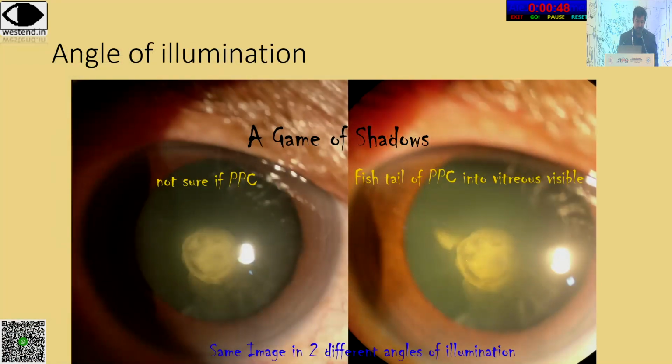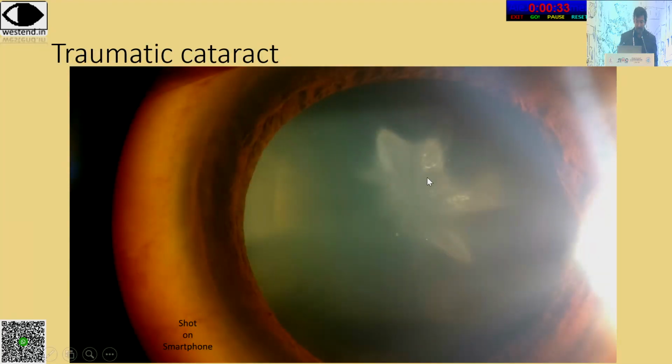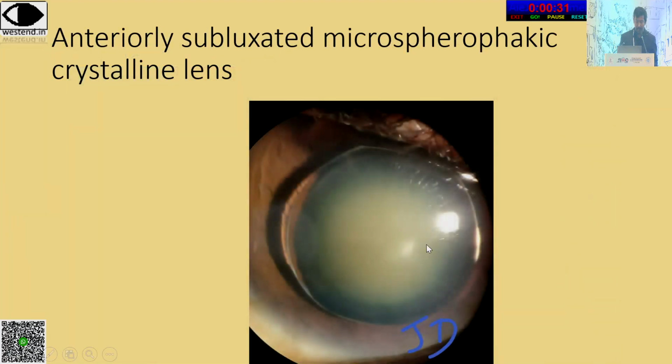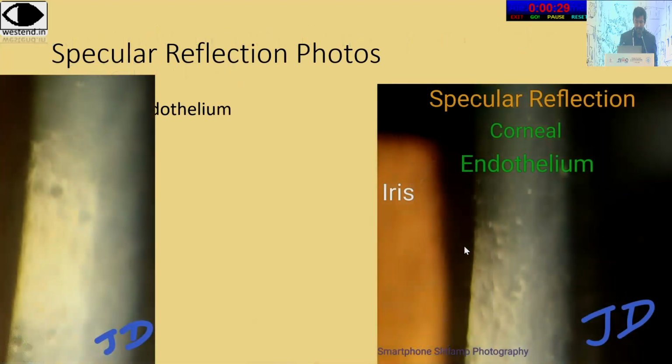Then angle of illumination, you can adjust the angle to see things which are behind. See the same eye. Here you cannot see anything behind. By adjusting the light, you can see the fishtail of the posterior polar cataract going into the vitreous. Then you have a traumatic cataract here. You have an anterior subluxated lens here.